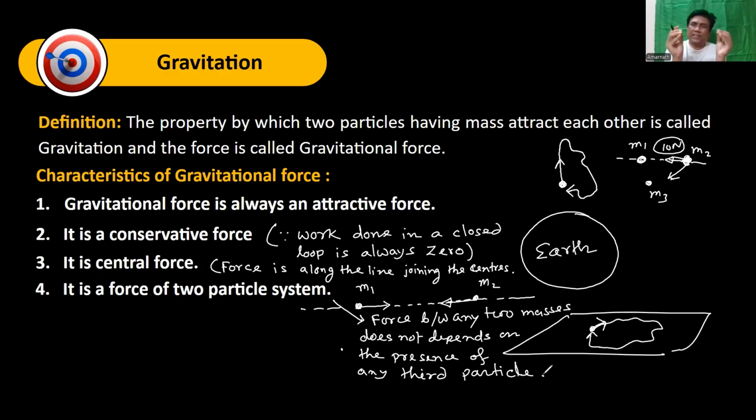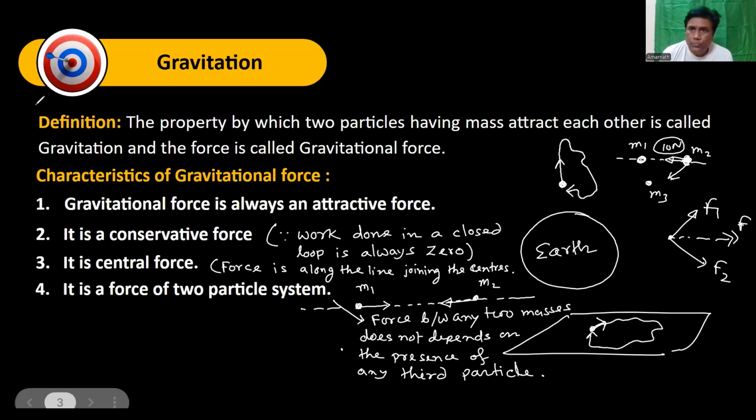Say the force between two masses is 10 Newton, whatever it may be. It will always remain 10 Newton between them. If you place some other mass also, the force between them will be the same. But the net force will change because this will also attract. Say this particle is attracted by this one with F1, and some other particle is attracting it with F2. So the resultant will be like this. This is the resultant force. That is different, but the value of force between two particles always remains the same.